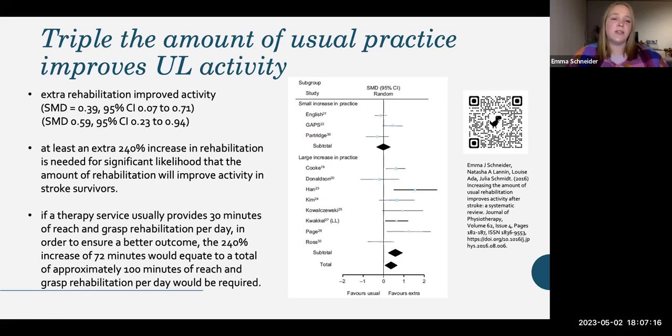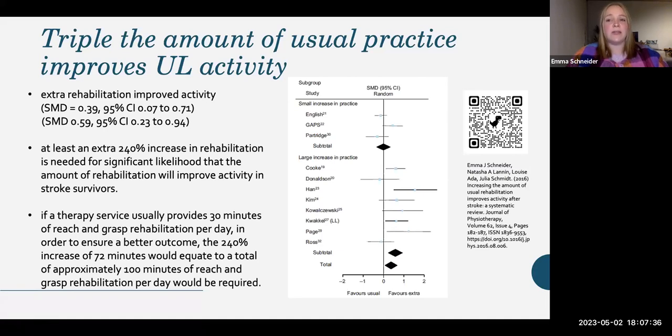We did some other calculations, and we found that the minimum amount of extra practice that's needed to guarantee or indicate that more benefit would be seen is that 240% increase to be sure that there would be a change in activity in stroke survivors.